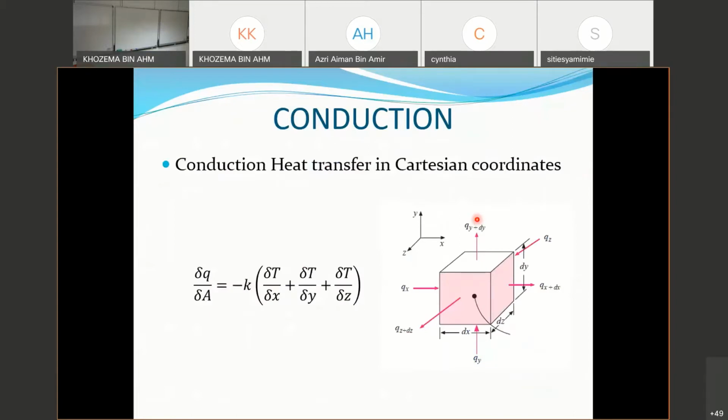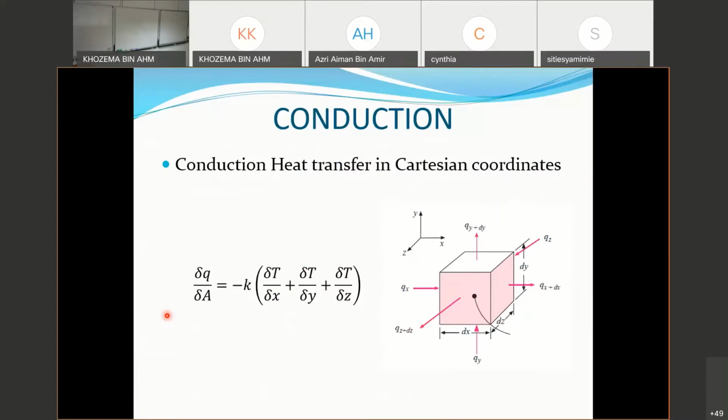So, in everyday life, heat transfer by conduction will happen in all directions. When we say all directions, we usually have three directions. In mathematics, we have three directions: x direction, y direction, and z direction. And this is known as the Cartesian coordinate. So this is a representation. Let's say you have a box or a wall. The heat can be coming in from the x direction, from the y direction, and from the z direction.